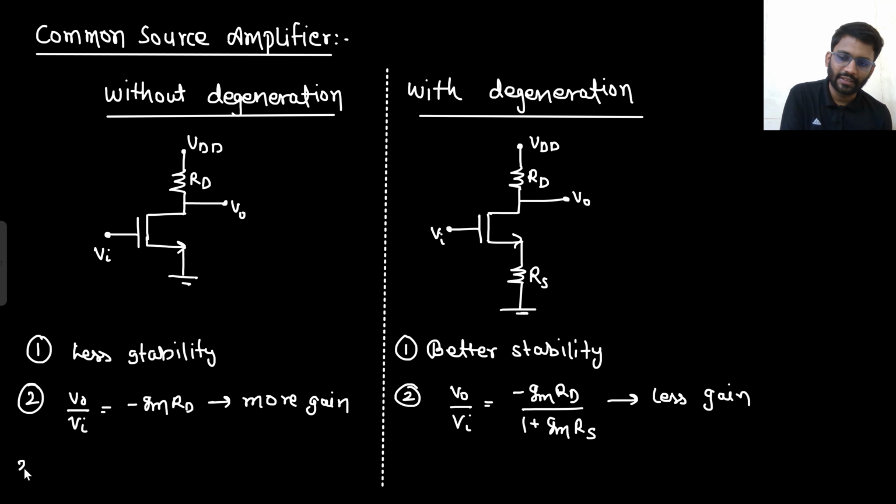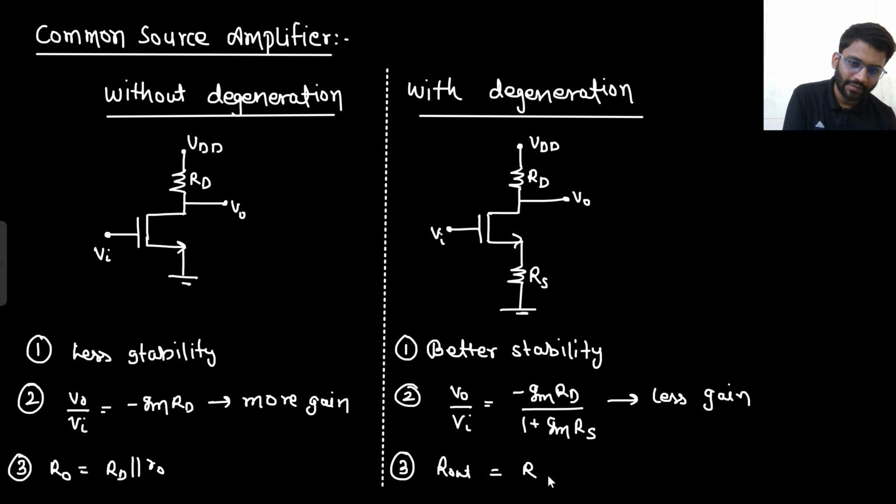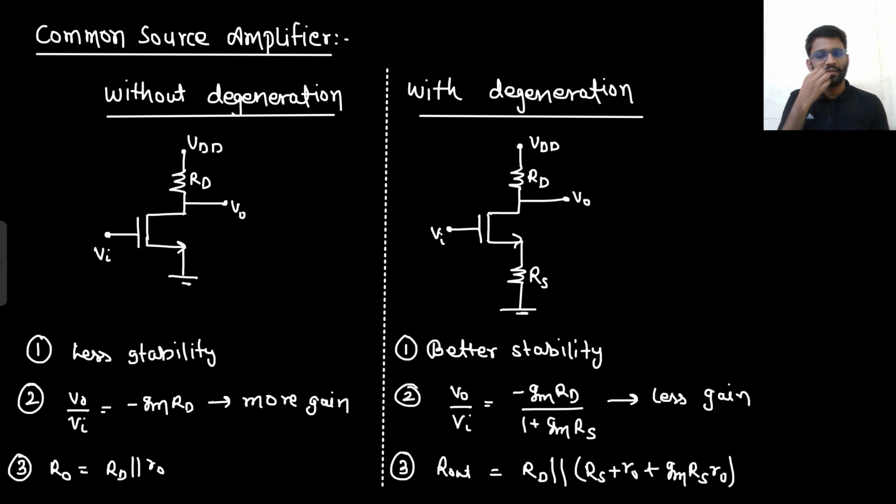What was the output resistance here? R out. That was Rd parallel to R naught. And what was the output resistance here? That was Rd. Sorry. That was Rd parallel to Rs plus R naught plus Gm Rs R naught, right? So these are the comparison.